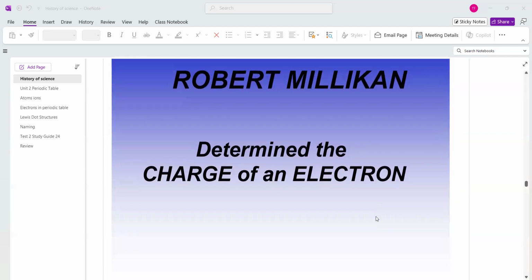A guy named Millikan determined the actual charge of the electron. And it's measured in something called coulombs. Now, charge is interesting because a proton's positive charge is exactly equal to the electron's negative charge. So they're equal but opposite. So Millikan, charge of the electron.